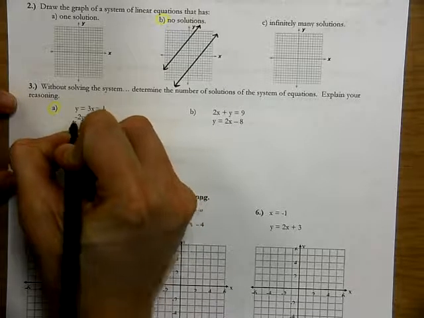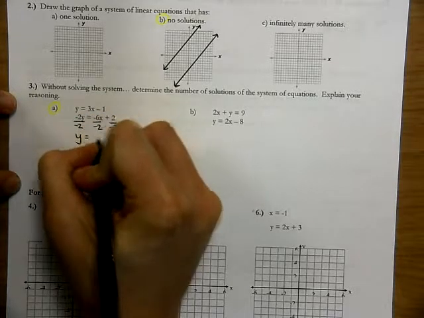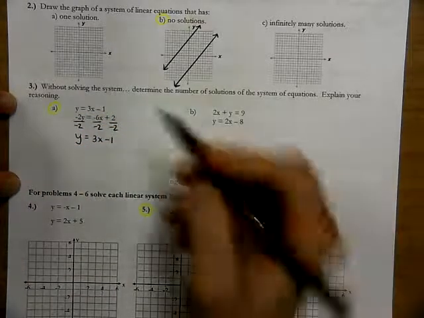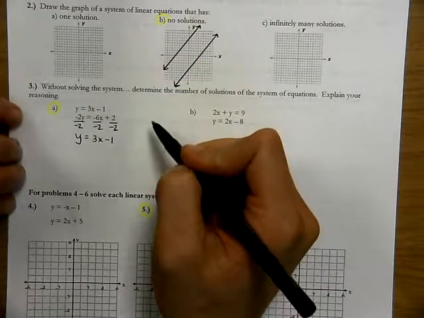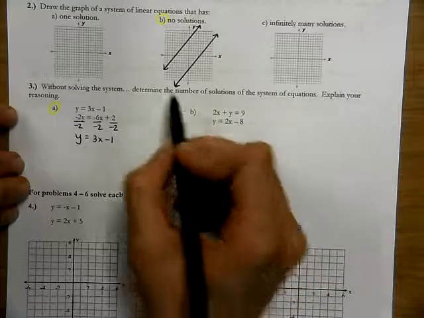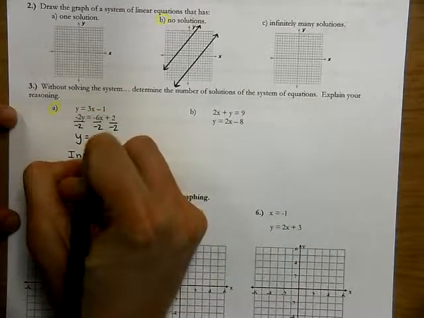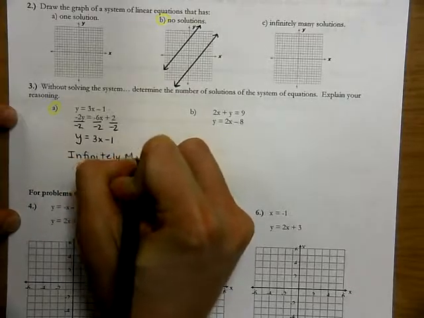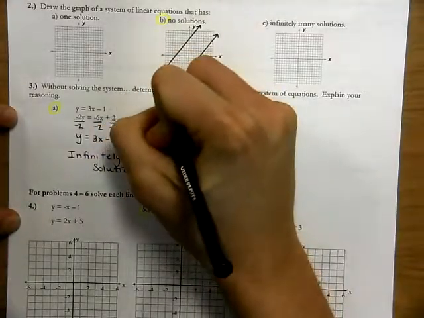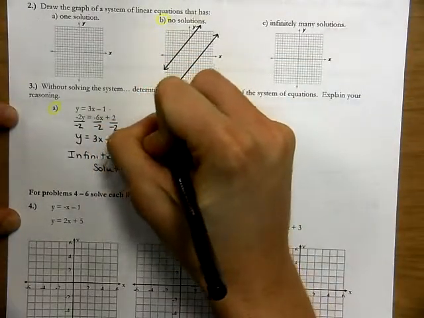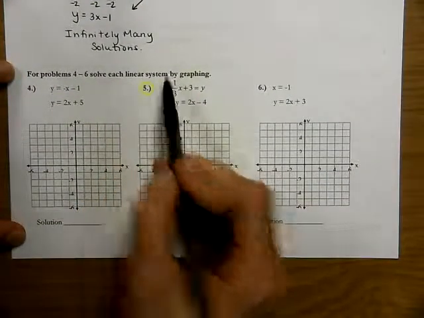So if I get both of these in slope-intercept form, and I do that by dividing by negative 2, I can see that this equation becomes y equals a positive 3x minus 1. And when I do that, I recognize they're the exact same equation. So if I were to graph them, I'd have one graphed right on top of the other, which means that every point on the line would be a solution. So it says determine the number of solutions. Well, if every point on the line is a solution, that means there are infinitely many solutions. Because every point on the line, you'd graph the line, and then graph the other one right on top of it. Infinitely many solutions.